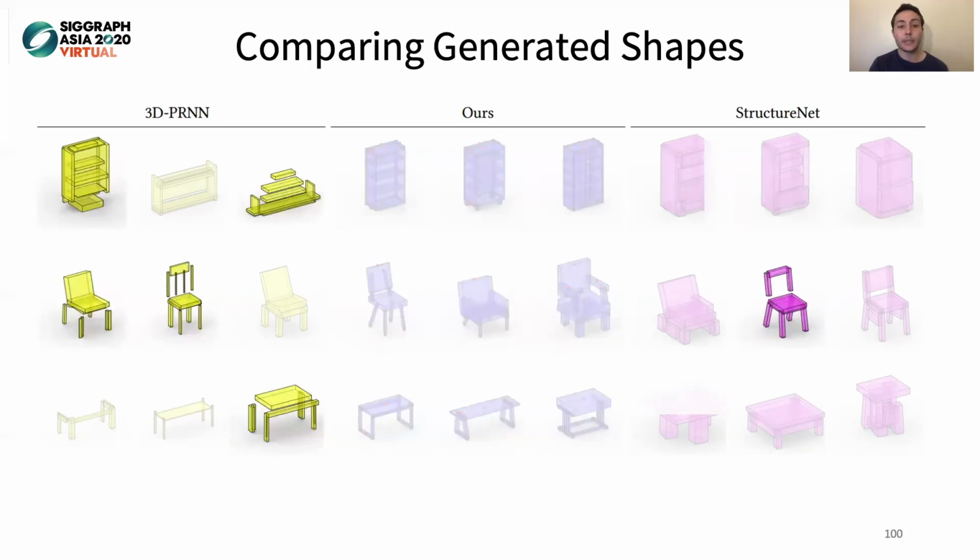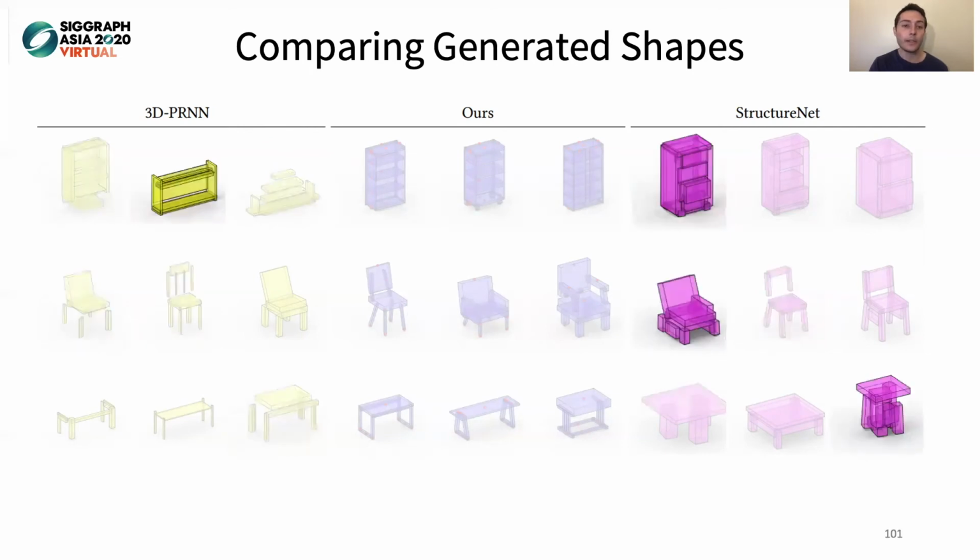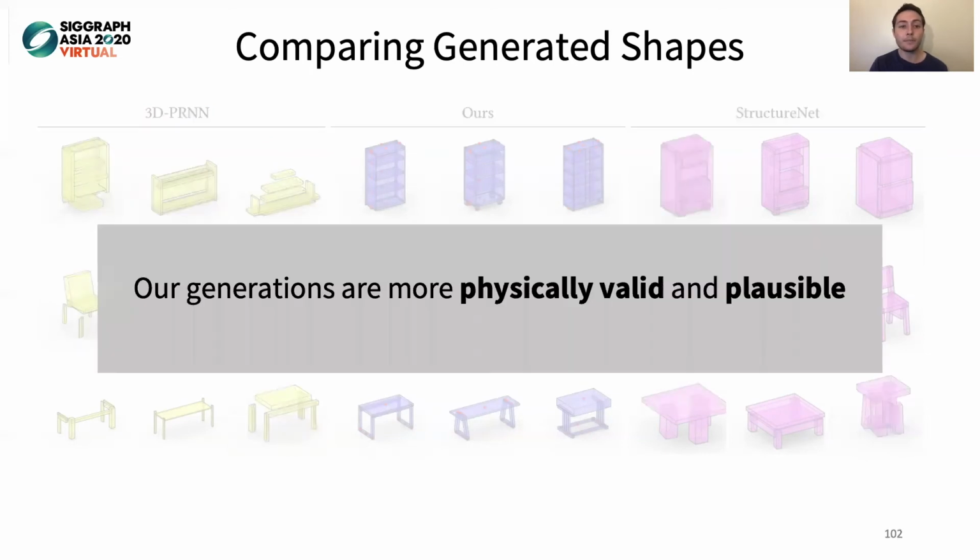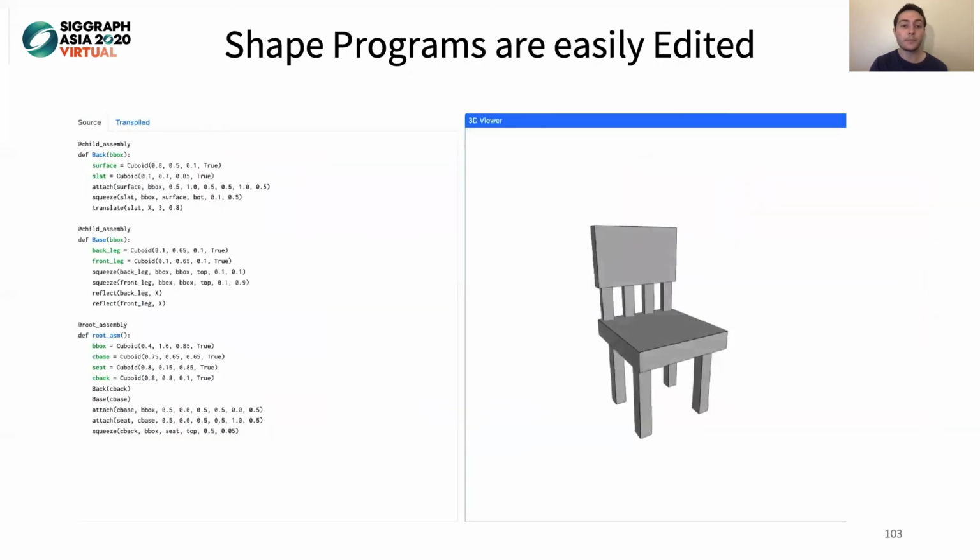Methods that lack this explicit bias more often exhibit failure cases where parts become disconnected or intersect in an implausible fashion. We run a quantitative study on each method's generations and find that our generations have the best physical validity and are more plausible than those of other methods.